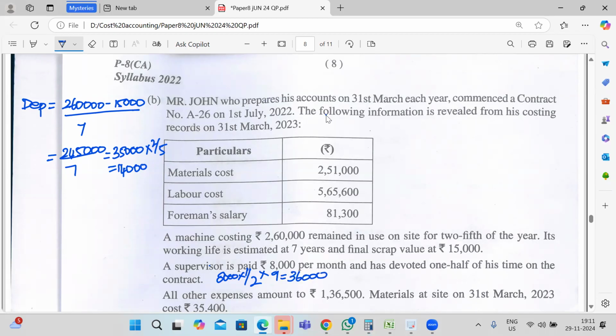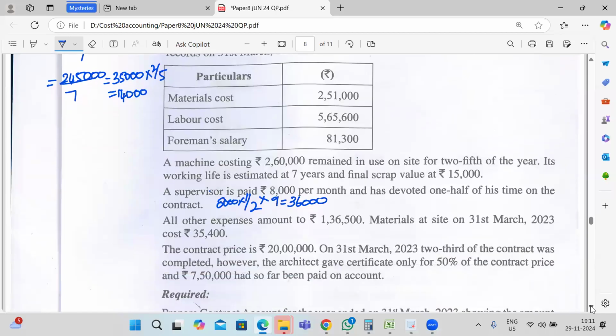Then all other expenses amount to 1,36,000. Materials at site, 35,400, that is closing materials. Contract price is 20 lakhs. Two-thirds of the contract was completed. However, the architect certified only 50% of the contract. So here the twist remains. Two-thirds of the contract was completed, but we have work certified only for 50%. So the remaining is work uncertified. So we have to calculate work uncertified. So 7,50,000 has been paid so far. Fine.